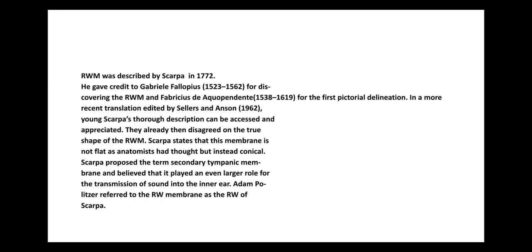The round window membrane was described by Scarpa in 1772. He gave credit to Gabriele Falloppio for discovering the round window membrane and Fabricius ab Aquapendente for the first pictorial delineation. In a more recent translation edited by Sellers and Anson, Scarpa's thorough description can be accessed and appreciated. They already then disagreed on the true shape of the round window membrane. Scarpa states that this membrane is not flat as anatomists had thought, but instead conical. Scarpa proposed the term secondary tympanic membrane and believed that it played an even larger role for the transmission of sound into the inner ear. Politzer referred to the round window membrane as the round window of Scarpa.